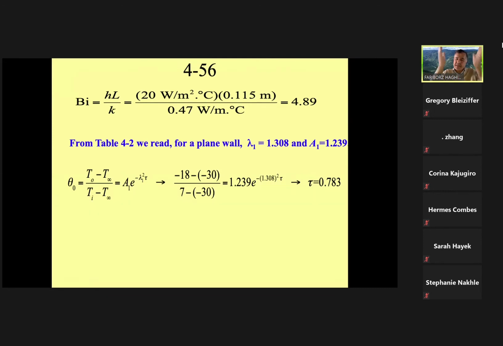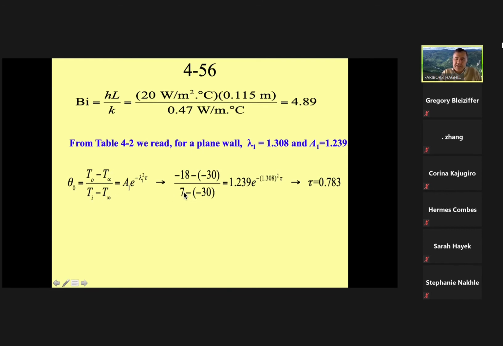You can see there's a column that gives you the Bi number, and based on the Bi number, you can read the lambda 1 and A1. Therefore, I made an assumption here that my Fourier number is more than 0.2, and I'm only using the first term here. Since I know my Bi number, I can go to Table 4.2 and find lambda 1 and A1, and I put them in the equation.